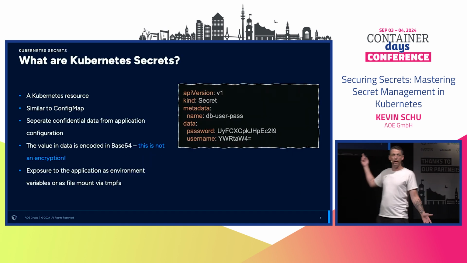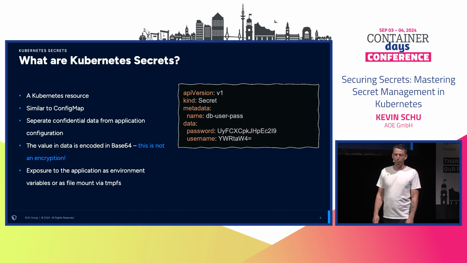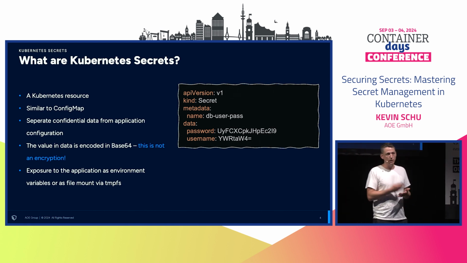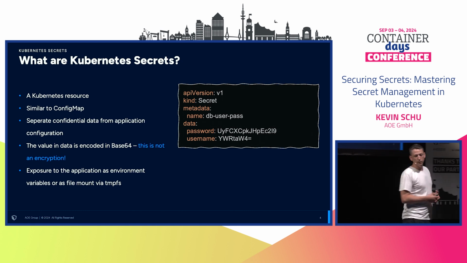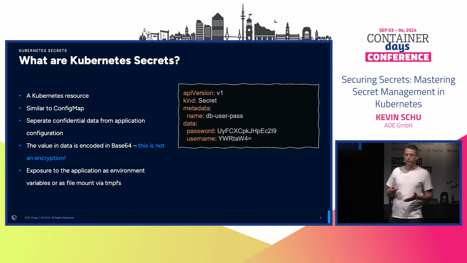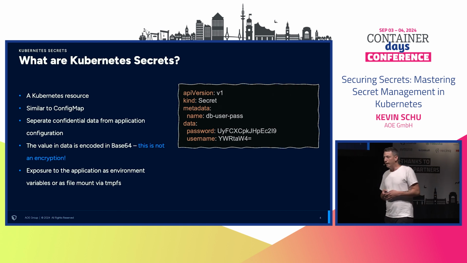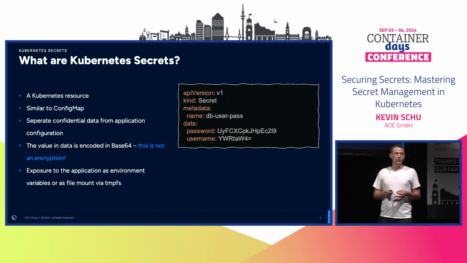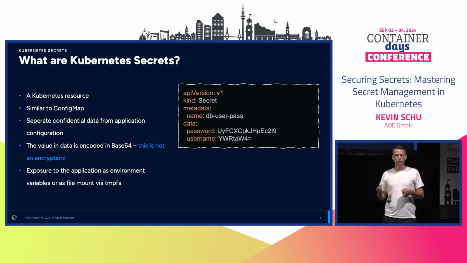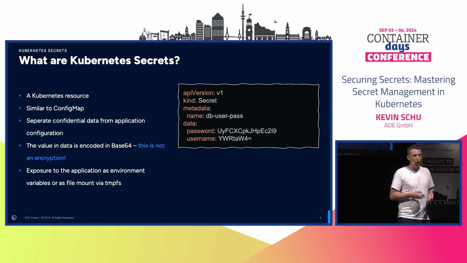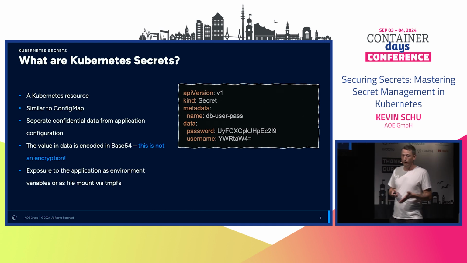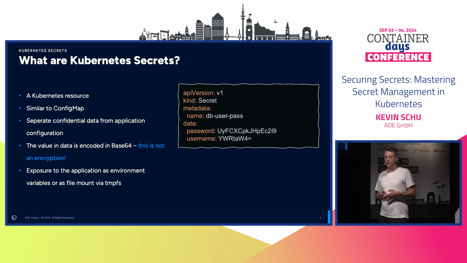So this is how they look. We all know that. It's a simple Kubernetes resource similar to a config map, but the idea is that you separate your confidential data from the actual application configuration. And there's one very, very important point that a lot of people get wrong when they first use Kubernetes secrets. The value is actually not an encryption. It's just an encoding, and a lot of people really get that wrong. So please keep that in mind.